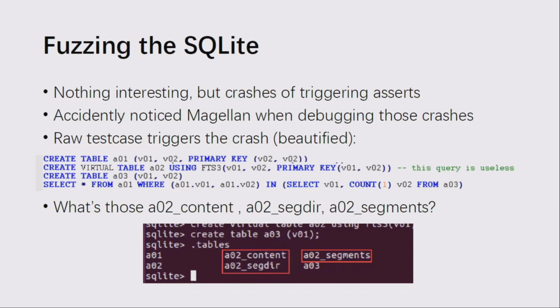One of these test crashes is caused by duplicate primary keys, and when I was debugging, I typed the first 3 create table statements to see what was going on in memory. However, I was surprised to find that the .tables command shows 6 tables. The question is, what do those content, segdir, segments tables stand for?